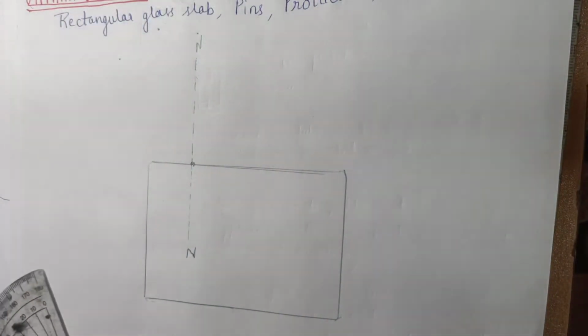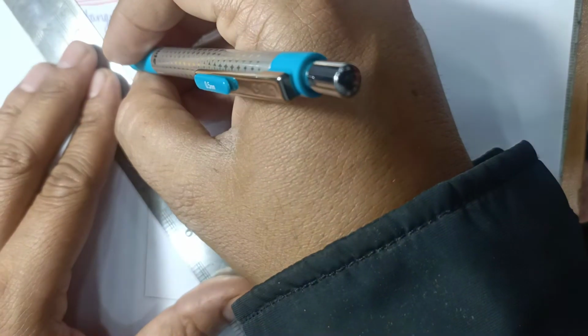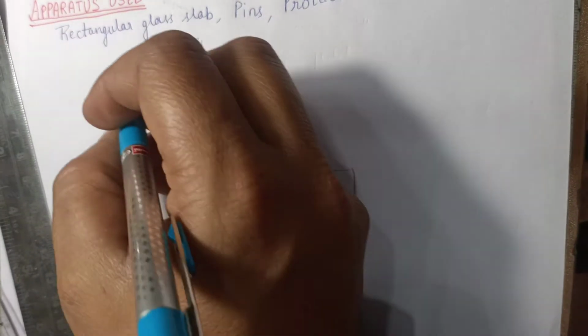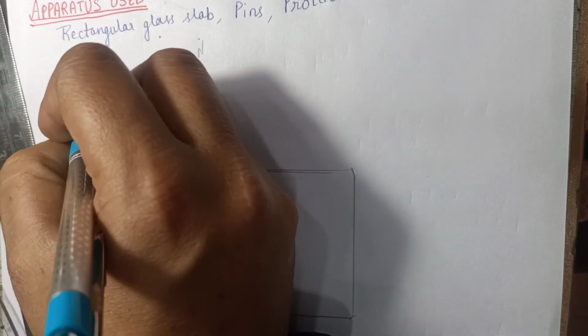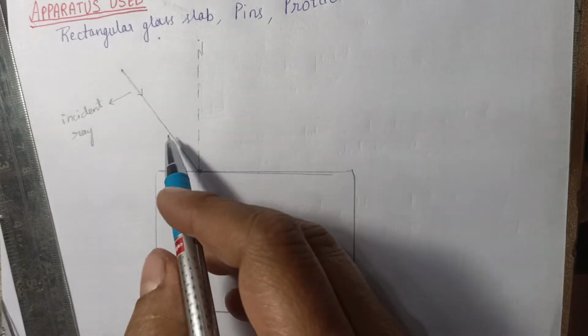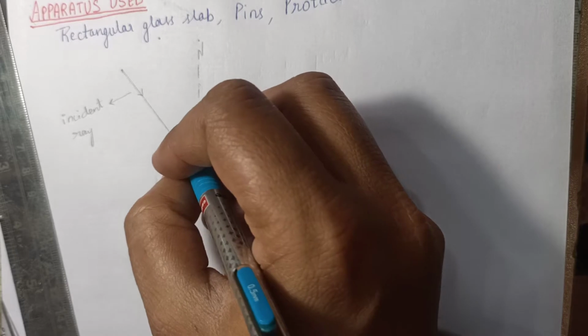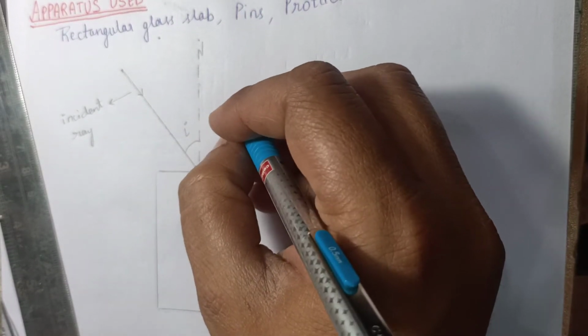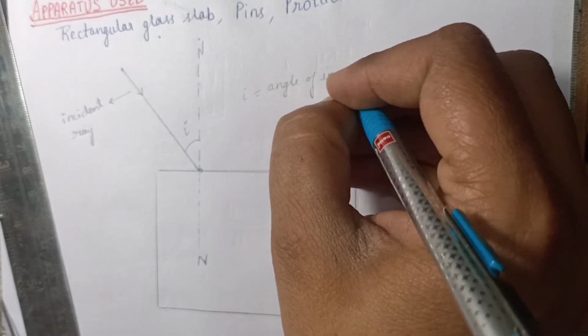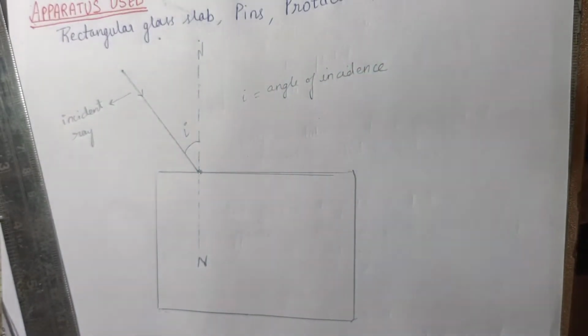You can vary the angle according to your choice. Now I will draw a line. This line is known as the incident ray. This is the incident ray, and we know that the angle formed by the incident ray and the normal is known as the angle of incidence. This is I, and I is the angle of incidence. Clear? Here in this case we are using angle I equals 40 degree.